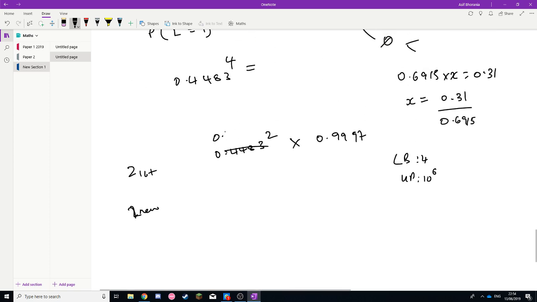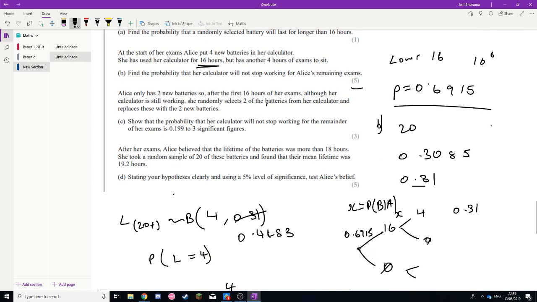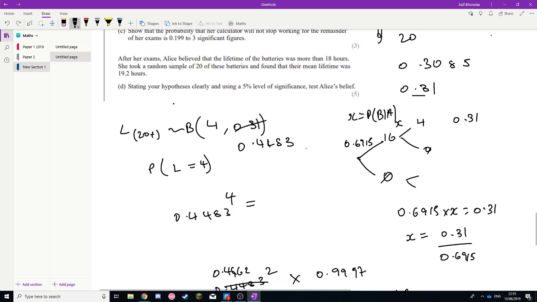This is wrong. This is 0.4462 or something like that. Anyways, what's the next part of the question? This is 5 marks. Alice believed that the lifetime of the batteries was more than 18 hours. She took a random sample of 20 of these batteries and found that the mean lifetime was 19.2. State your hypothesis.